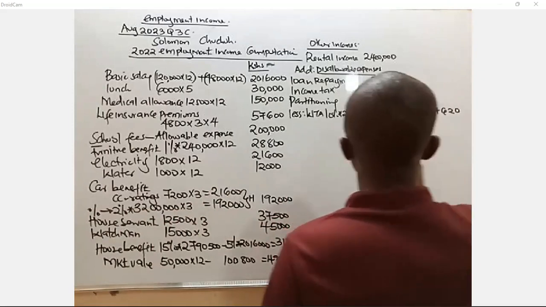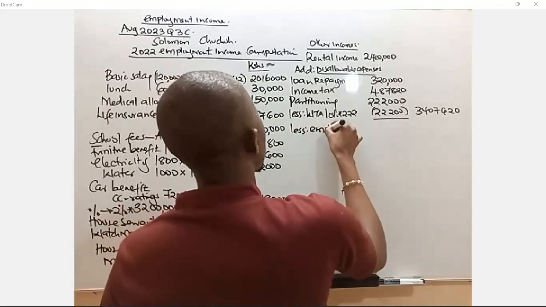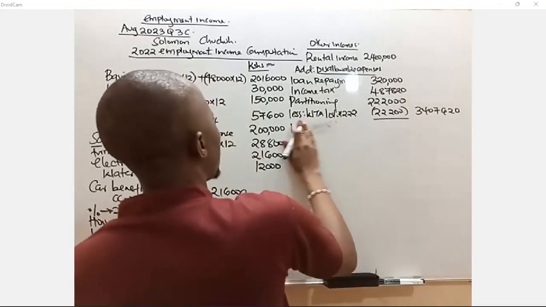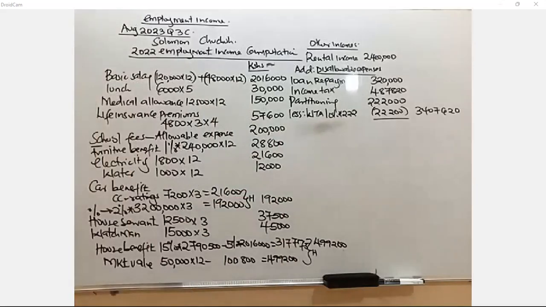34,07,620. Then we less employer's contribution. What am I doing? We have another income here. Tukona income ya nini? Tukona dividends received from United Millers Cooperative Society amounting to how much? 306. Right. We are being told down here, very simple. So the dividend received from United Millers Cooperative Society was 306, which is net.